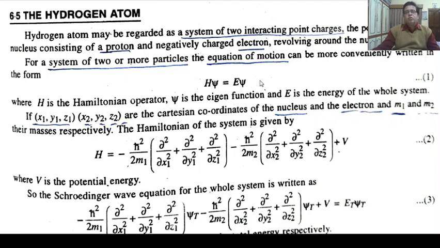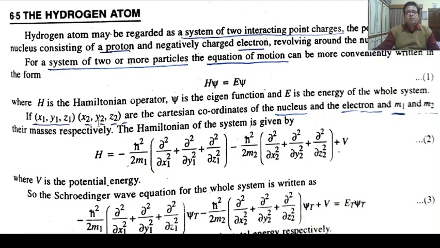For a system of two or more particles, the equation of motion can be more conveniently written in the form H psi equal to E psi, where H is the Hamiltonian operator, psi is the eigenfunction, and E is the energy of the whole system. Okay, so H psi equal to E psi, the common Schrodinger equation.